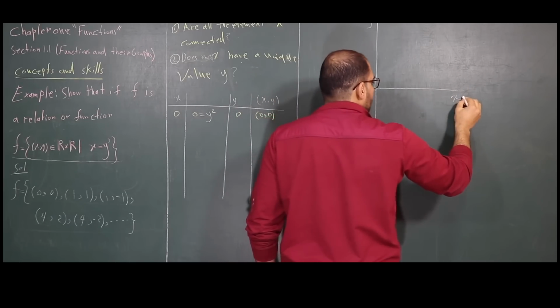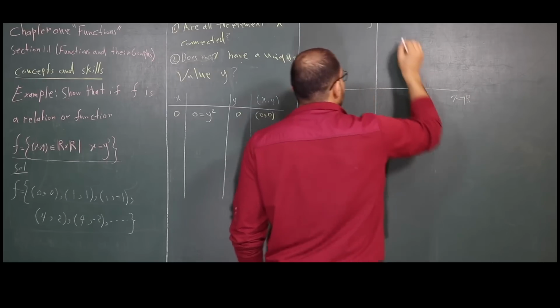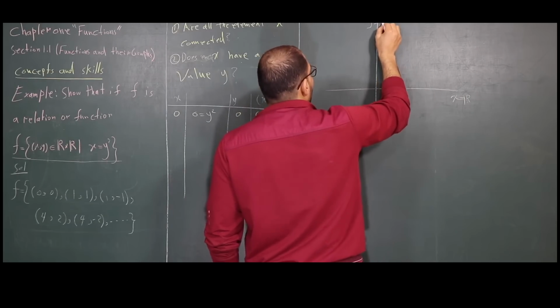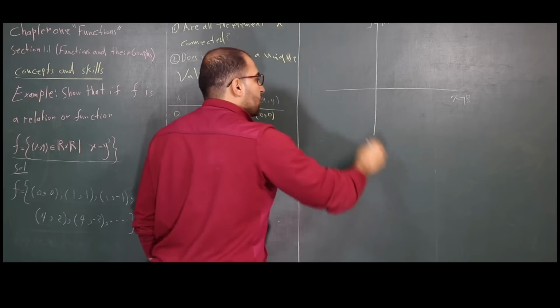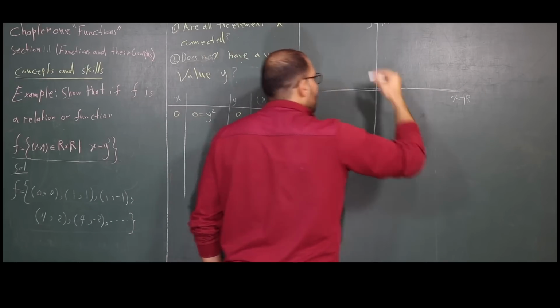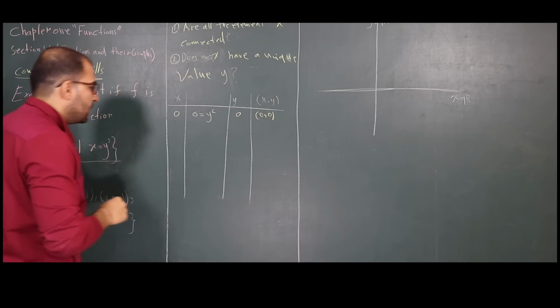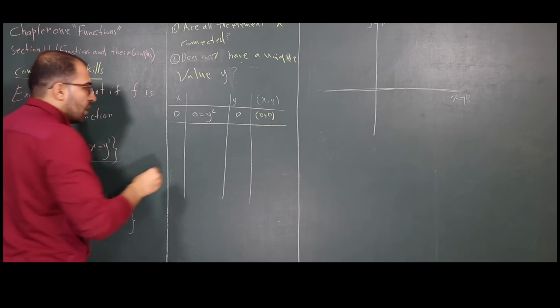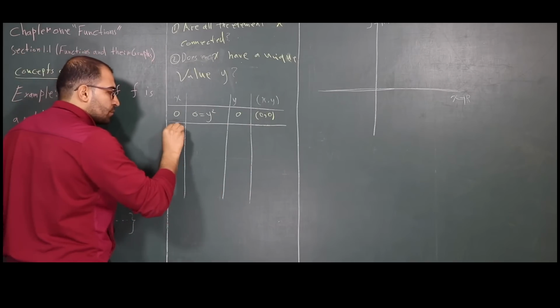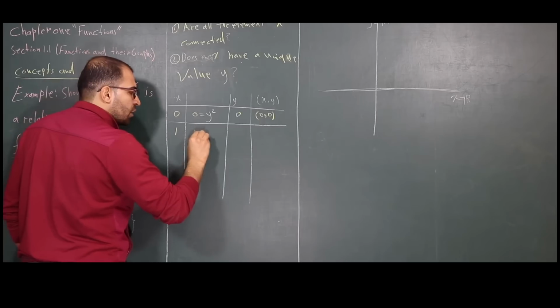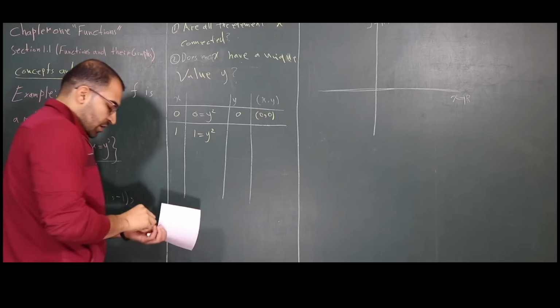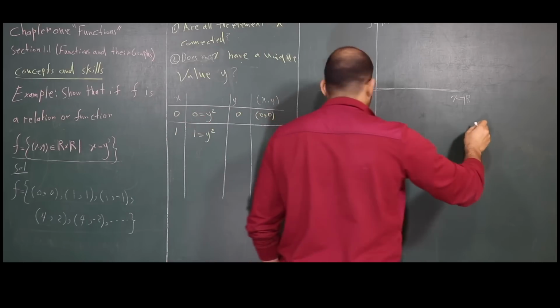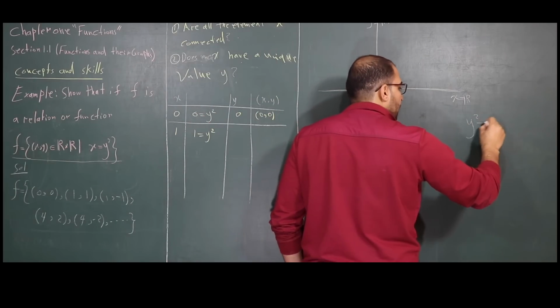I'm going to make it in the right way because I want this to be the x-axis and this to be y. This is a real line called x, and this is the real line called y. So I'm going to feed from x, and the result will be on the axis y. Let's take 1. So 1 equals y squared. Let me make a notation here. So y squared equals 1.